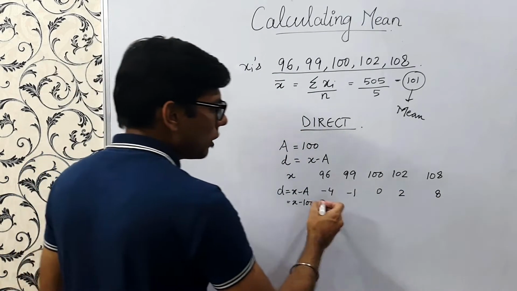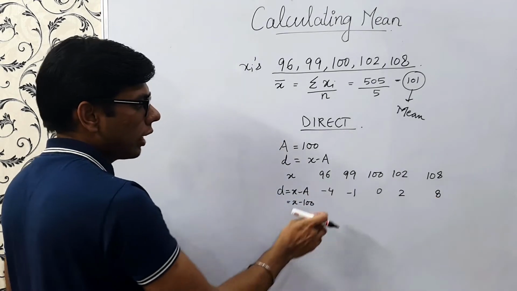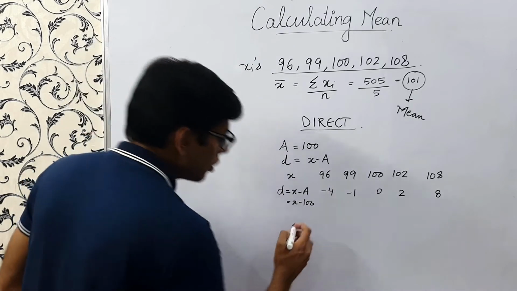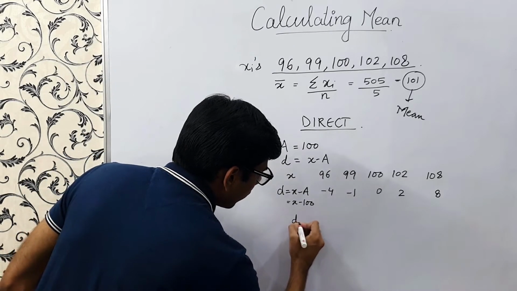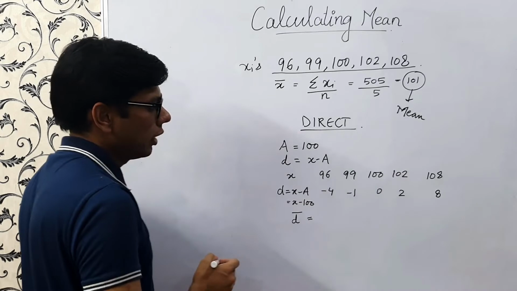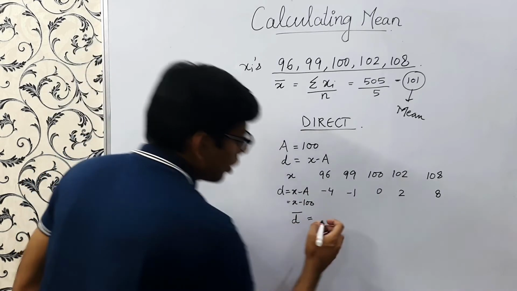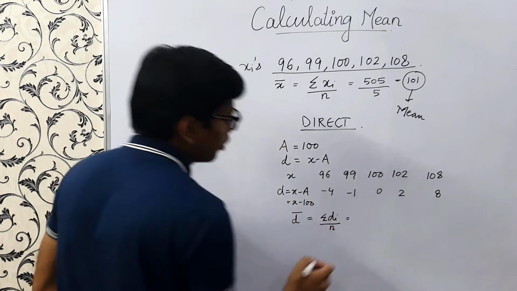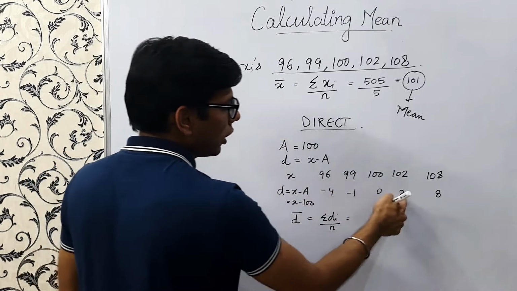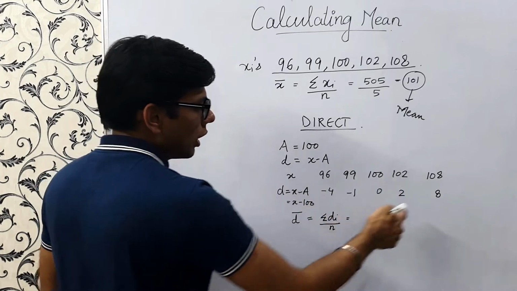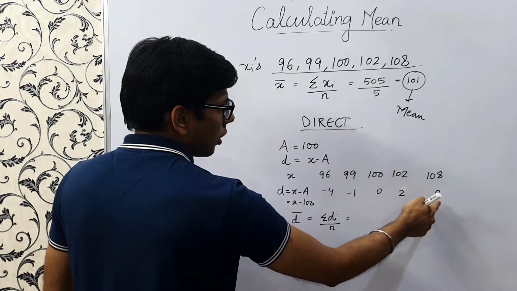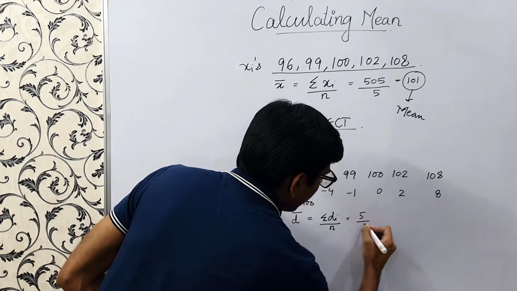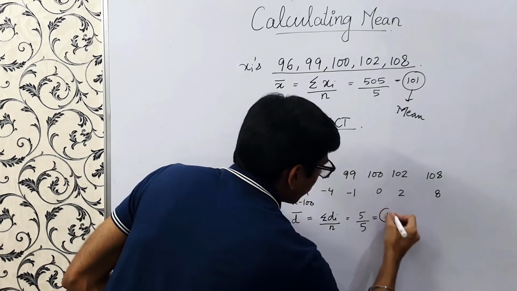So now calculate the mean of these observations, right? This is minus 4, minus 1, 0, 2 and 8. So what is the mean of these observations? So let's denote it by d bar. So d bar is nothing but summation of di by n. So this is d1, d2, d3, d4, d5. If we sum all these observations, it comes out to be 8 plus 2, 10, and this is 5, so 10 by 5. This turns out to be 1.